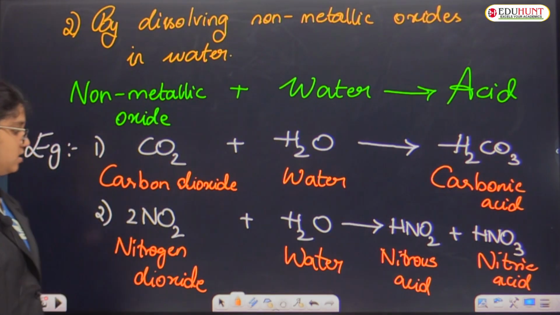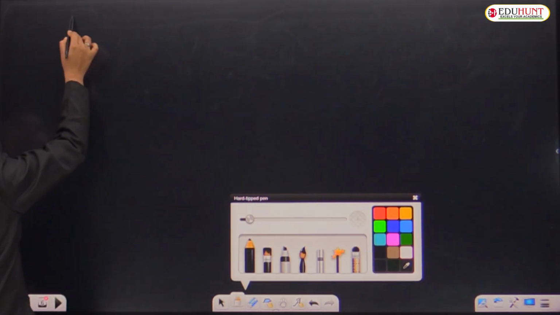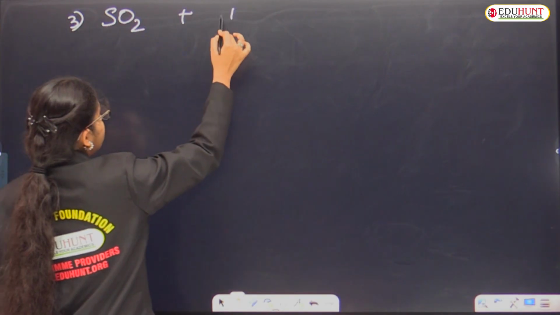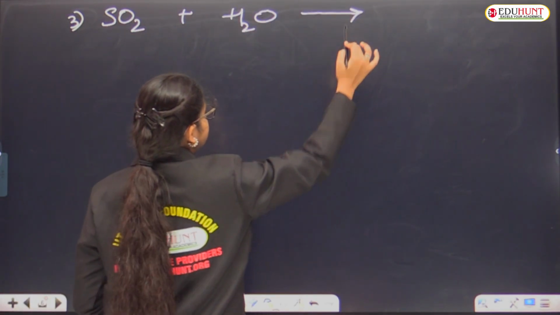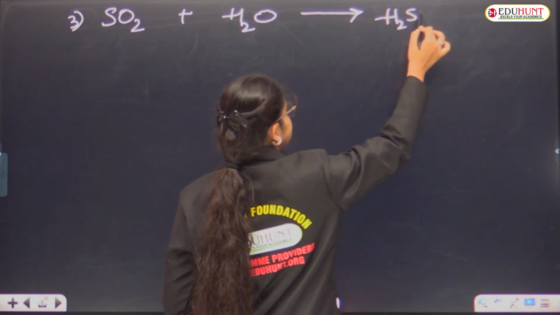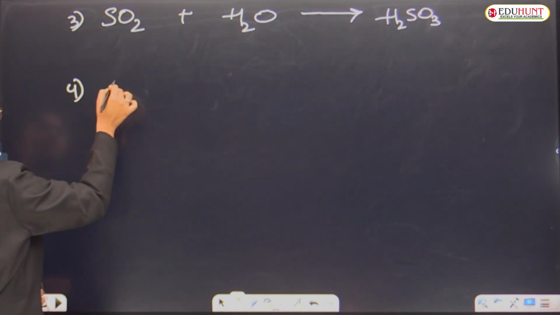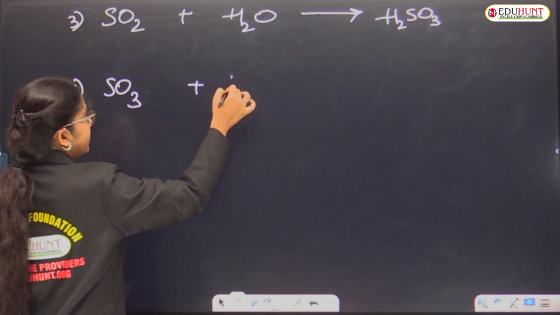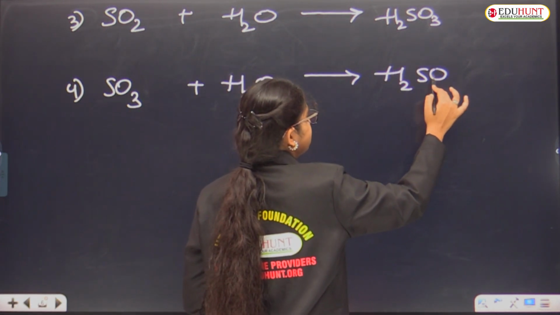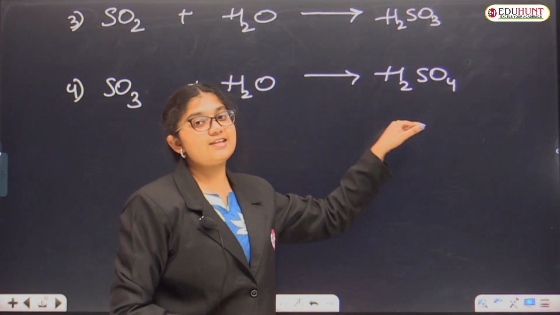Okay. Now, third example for you. Let's take sulfur dioxide plus water molecule gives rise to what? It gives rise to sulfurous acid. What is that, children? Sulfurous acid. One more. Fourth one. Sulfur trioxide plus water gives rise to sulfur... This is sulfurous acid. No, this is sulfuric acid.